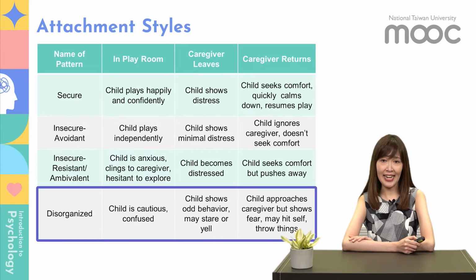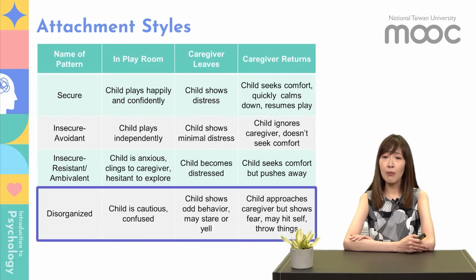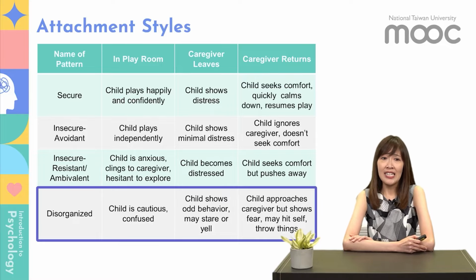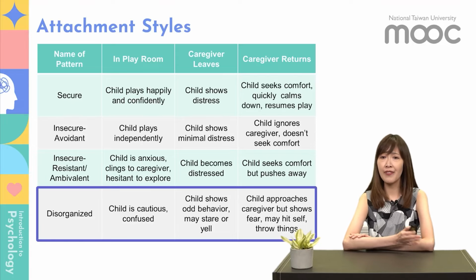And the last attachment style is called disorganized. Only 5 to 10% of the children are disorganized. When they're in the playroom, they're cautious. And when the moms are not there, they may yell, they stare, and they look confused. They're scared in the room. And when the moms return, they may freeze, they may scream, they hit themselves, and they may throw things. So they're not happy. And this is called disorganized.